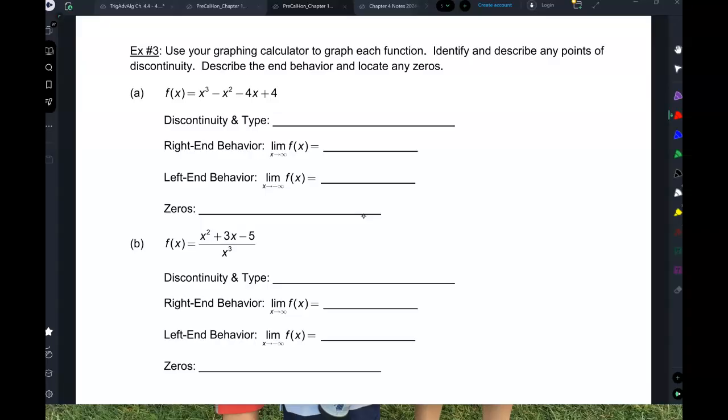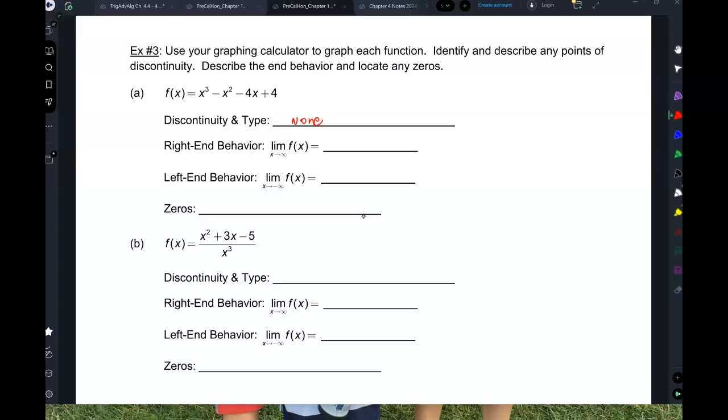No, it's a polynomial function. The domain is all reals. When the domain is all reals and it's a polynomial function, there's not going to be any discontinuities. Okay, so none. Okay, right end behavior and left end behavior.